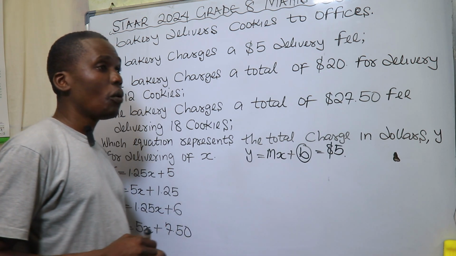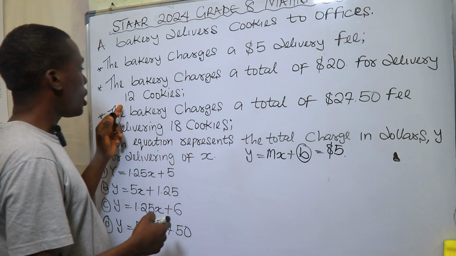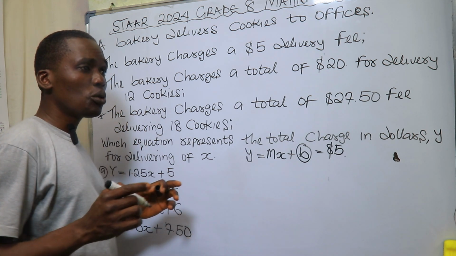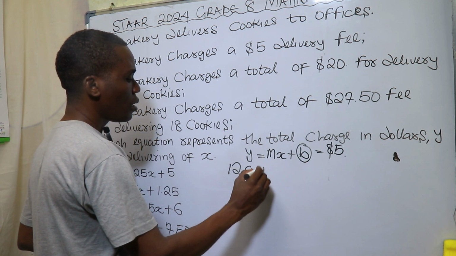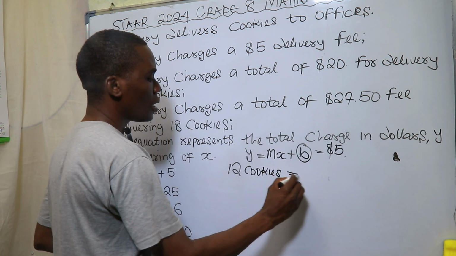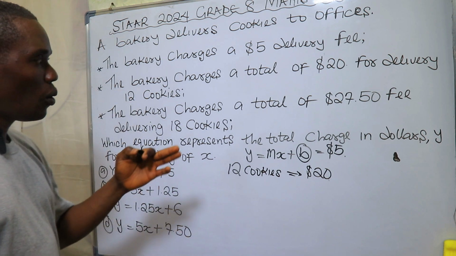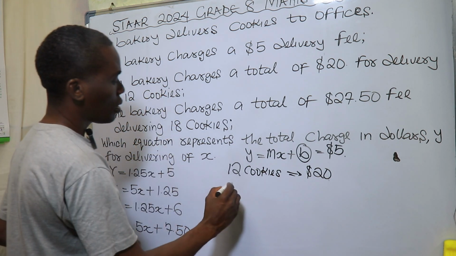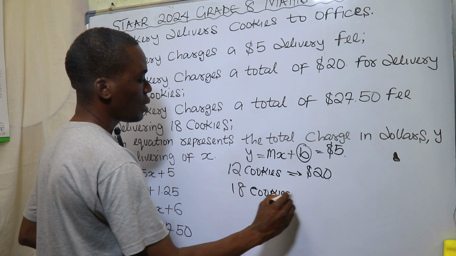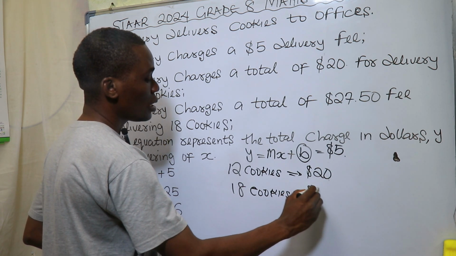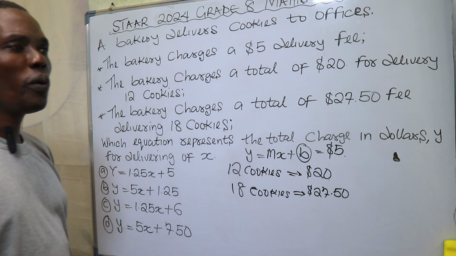To find this, we are going to look at the expression that the bakery charges a total of $20 for 12 cookies. So for 12 cookies, the bakery charges what? $20, right? Now for 18 cookies, the bakery charges how many dollars? The bakery charges $27.50. Now what do we get from here?